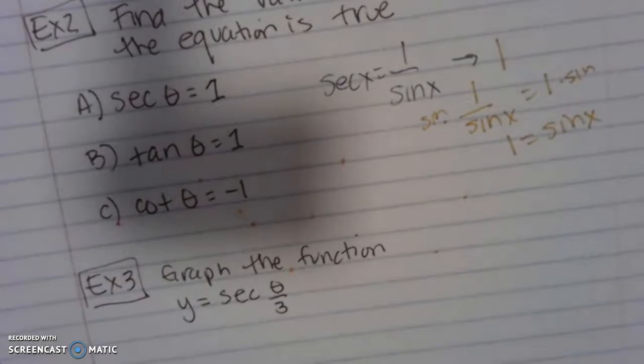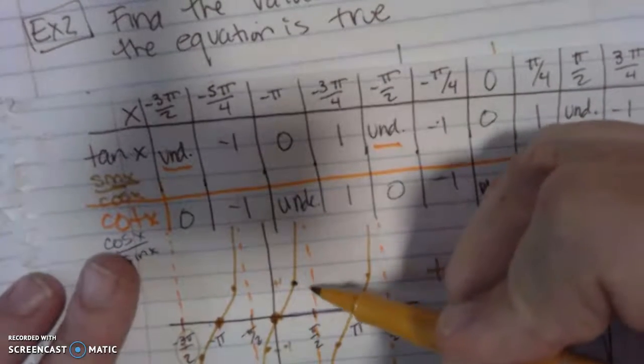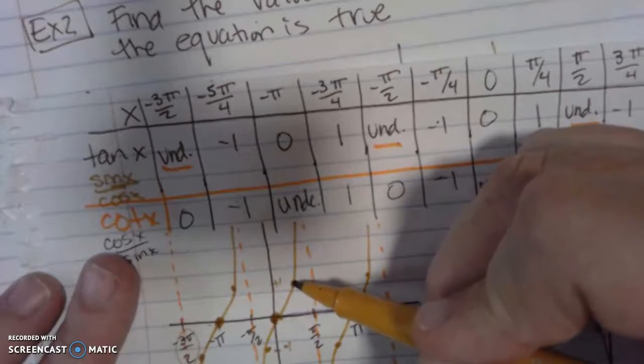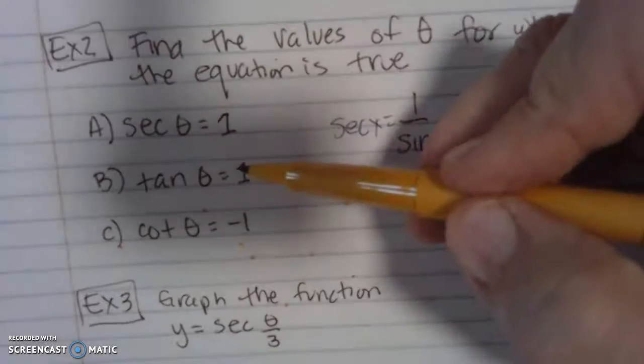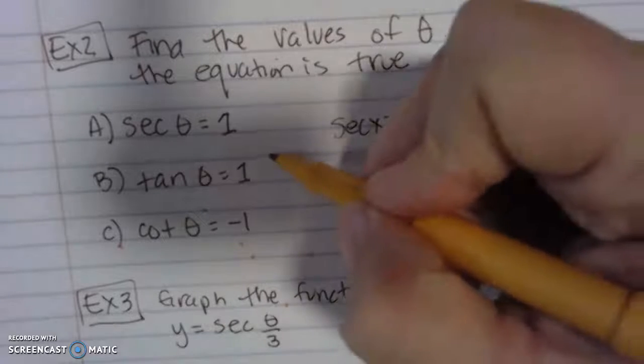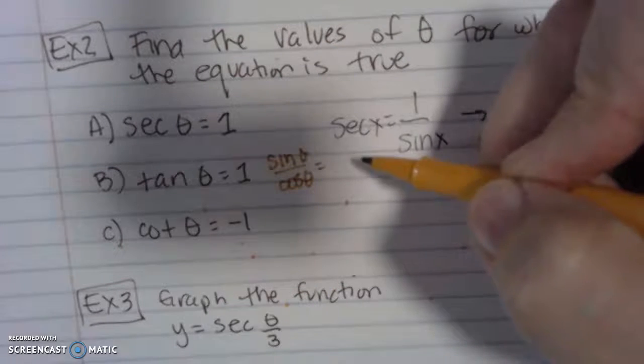Where's my tangent graph? In our tangent graph, when does tangent theta equal 1? We're getting closer and closer to 1 here. Let's look at tangent theta. Tangent theta is sine theta over cosine theta. And when is it equal to 1?